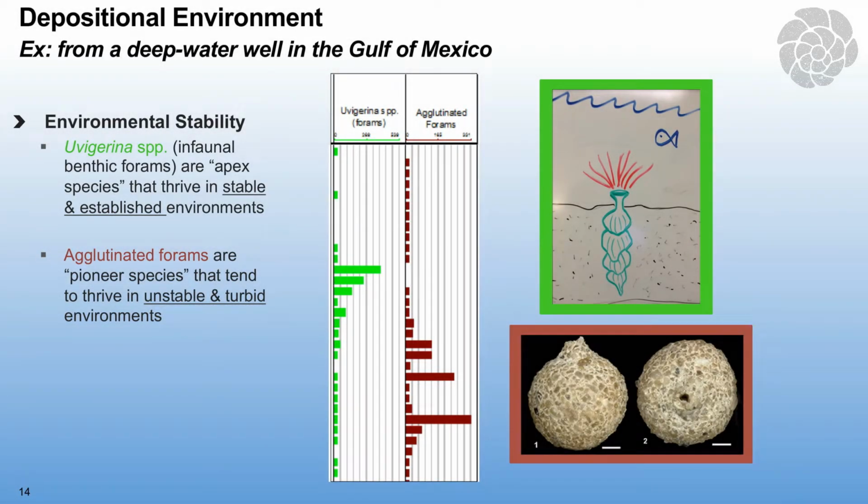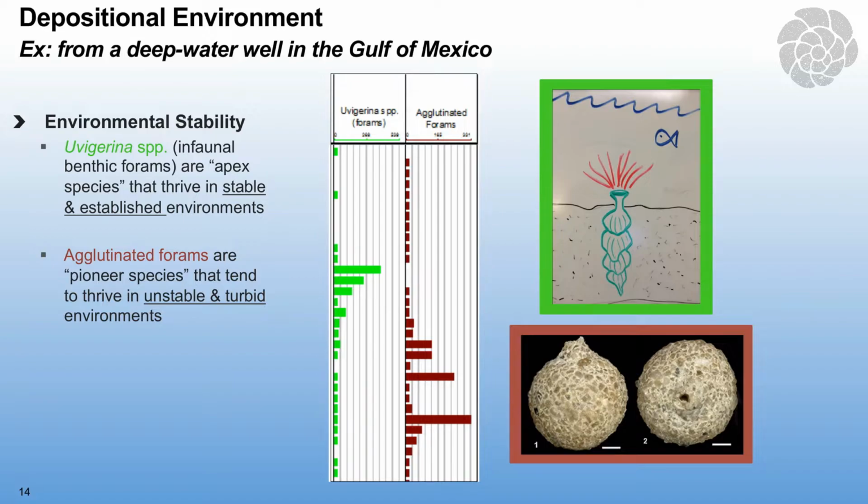We developed a couple of ways to interpret our depositional environment in the Gulf of Mexico. These two next slides I'm going to show you work particularly well in the deep water Gulf of Mexico. So these might not be applicable everywhere, but the general idea could be adjusted to work elsewhere.